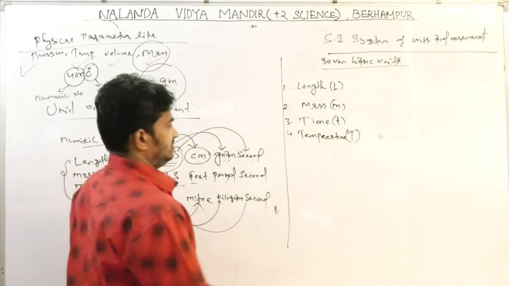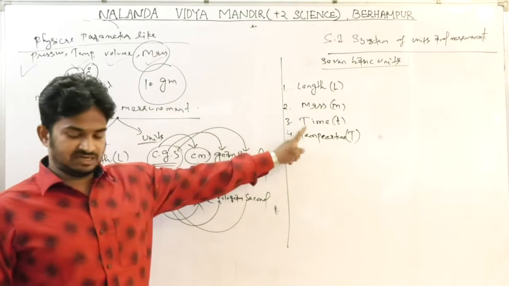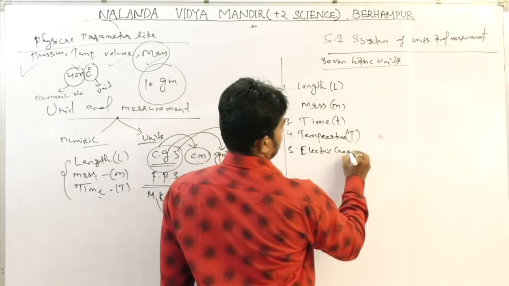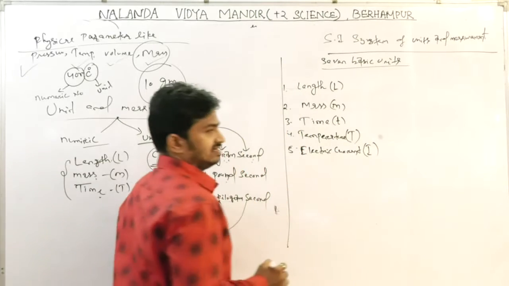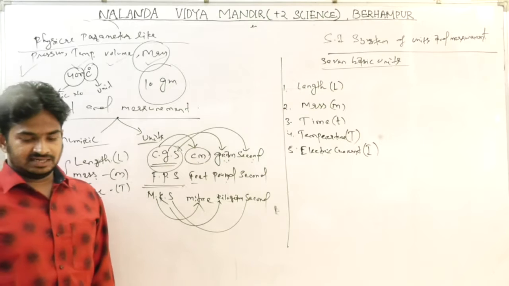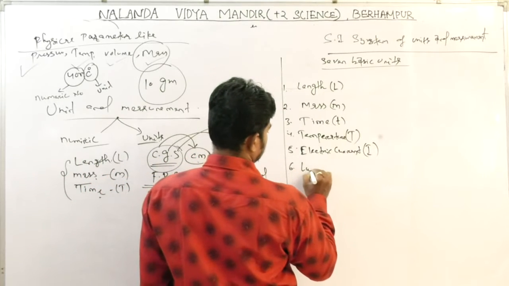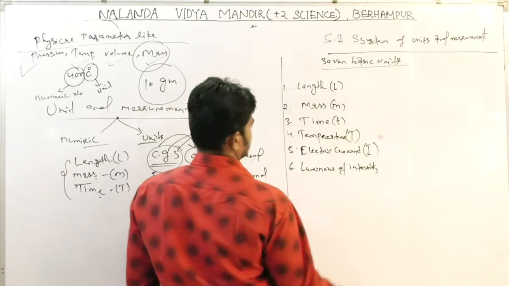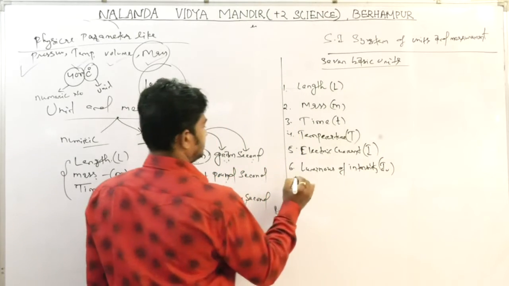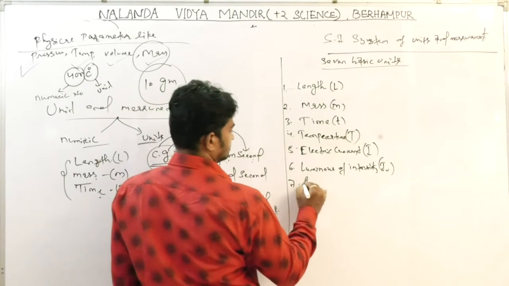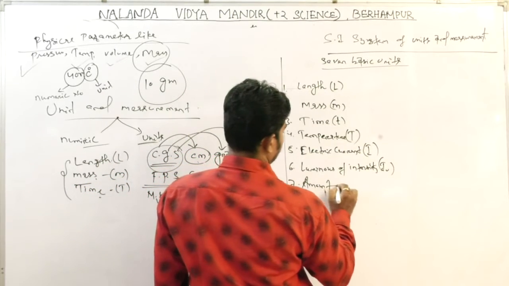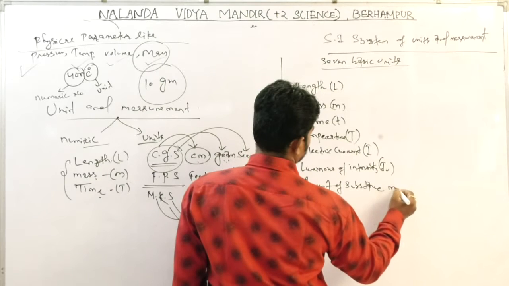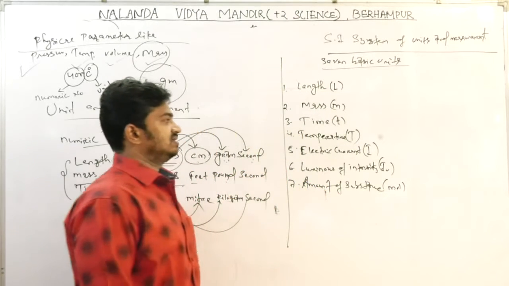Then the fifth, after temperature, is electric current, that is I. Then luminous intensity, that is Iv. And the last one is amount of substance, which is represented as mole.